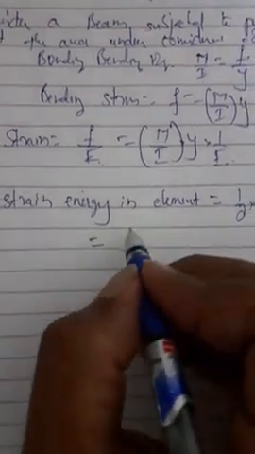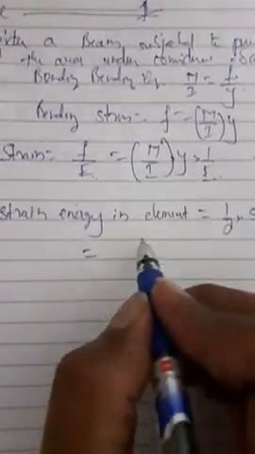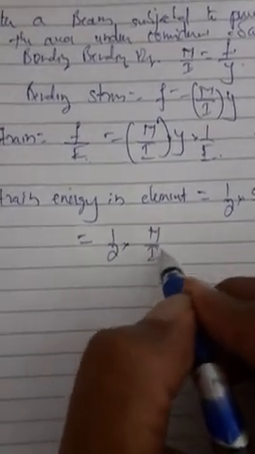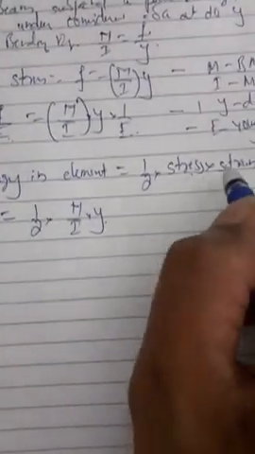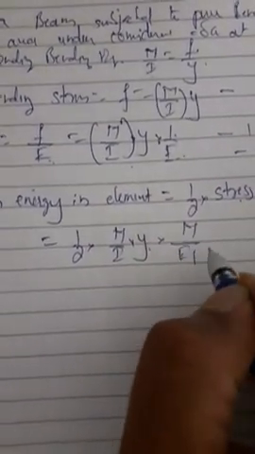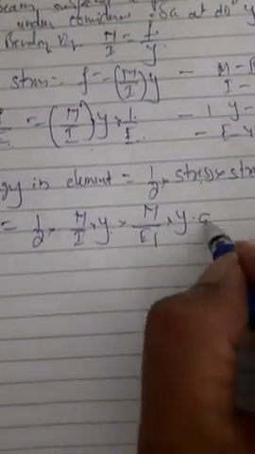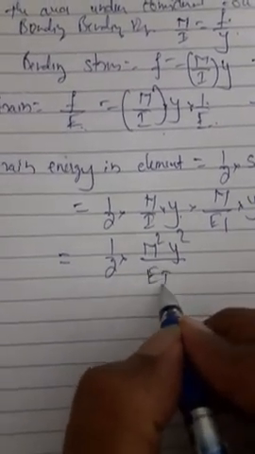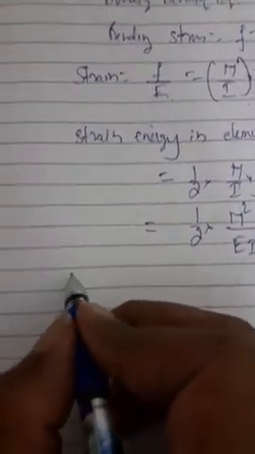So I will write the equation. Stress is this equation, M by I into Y, half into M by I into Y. This is stress, then strain, M by I, Y into 1 by E, or the same I can write as M by EI into Y, over volume dV. Simplifying this, I can write half M square Y square by EI square into dV.